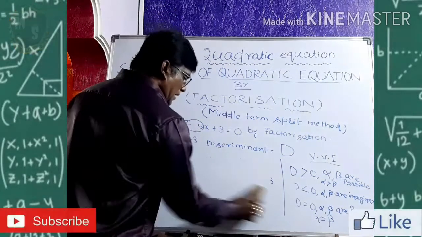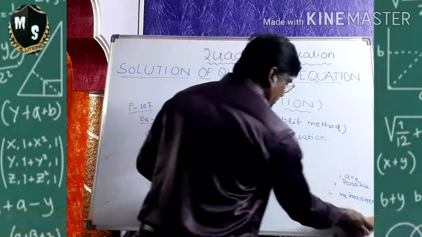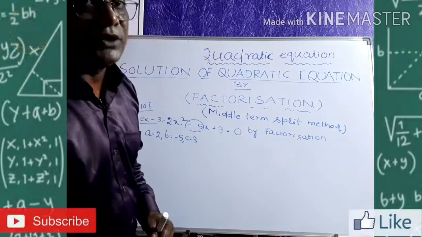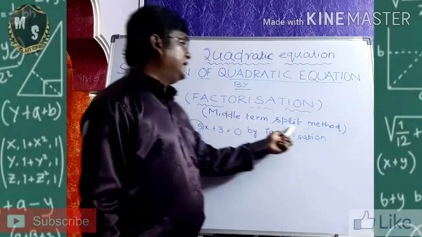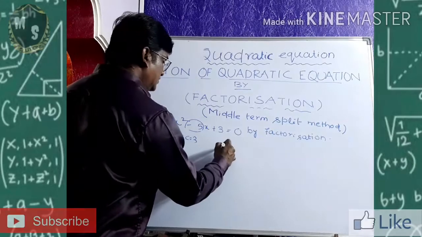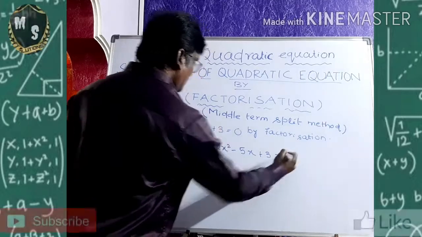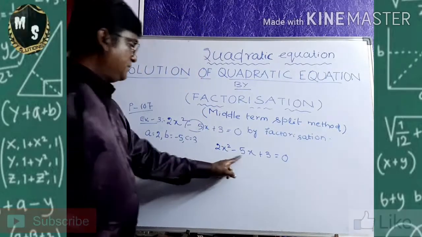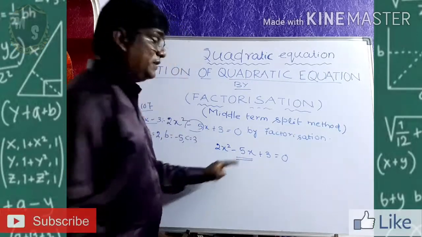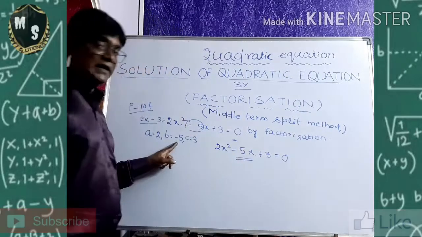Now you see how I am going to solve by the factorization method. Factorization method is otherwise called the middle term splitting method. What is the middle term in this equation? See now, 2x square minus 5x plus 3 is equal to 0. A is 2, B is minus 5, C is 3. Then what is the middle term? The middle term is minus 5, so your B is minus 5.